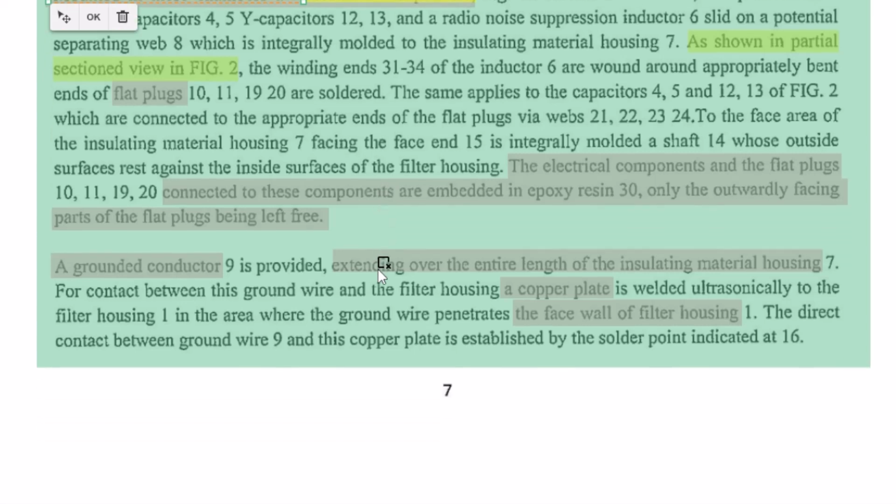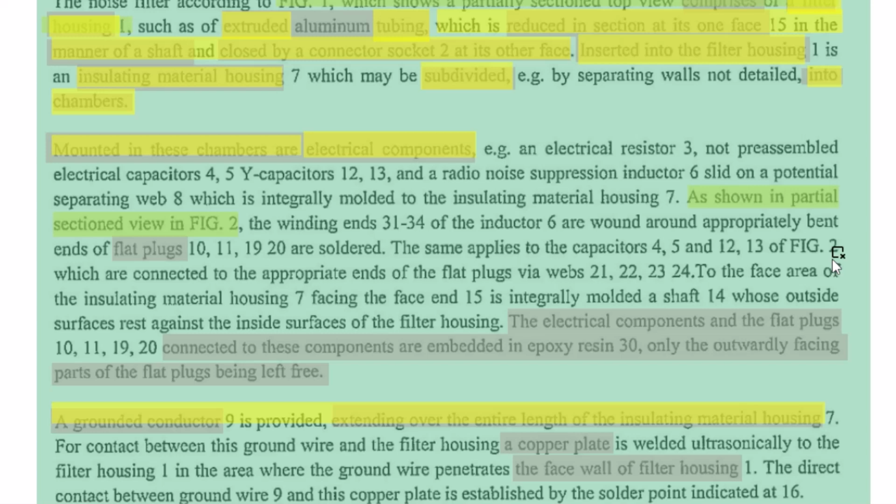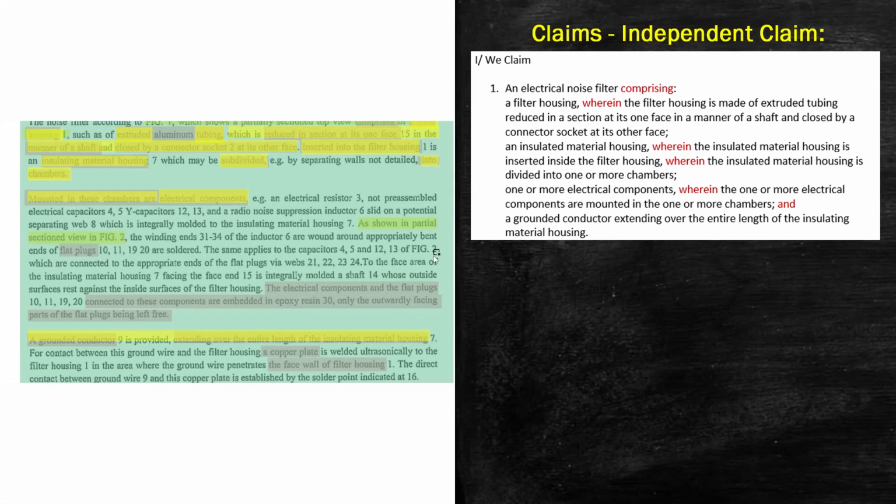we have another element here, a ground conductor. So this would be our final element, which is a ground conductor extending over the entire length of the insulating material housing. So with this, we have our first independent claim done. You can see one format on the right hand side of your screen.